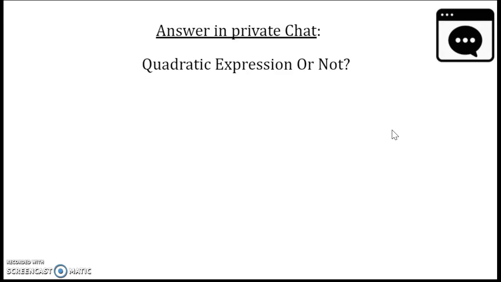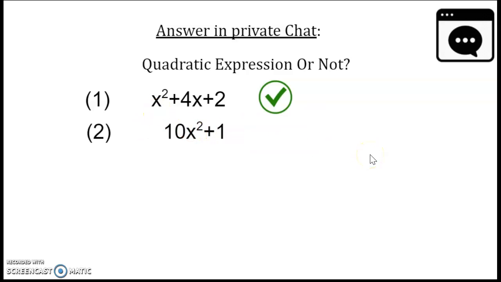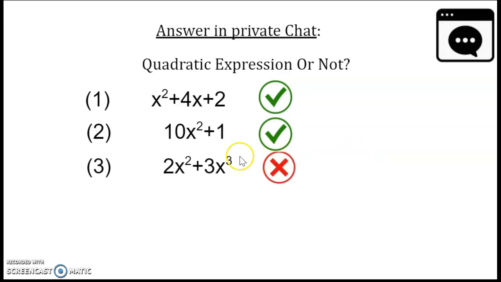All right, so I want you to tell me in private chat, is this a quadratic expression or not? Yes or no? I should be able to hear from everyone. Remember, it has to be a polynomial and it has to have the highest degree of 2. So in this case, yes, highest degree is 2. Is the next one a polynomial, quadratic, 10x squared plus 1? Yes. What about 2x squared plus 3x cubed? No, because the highest degree is 3 here.